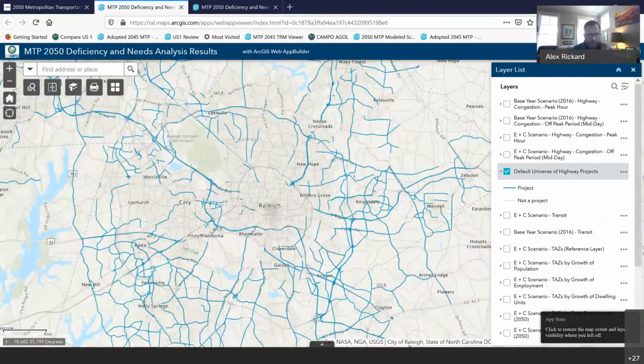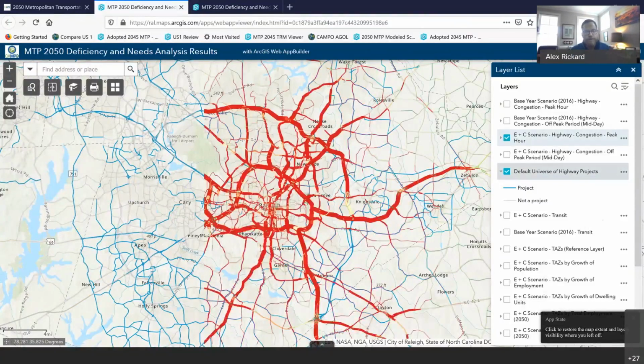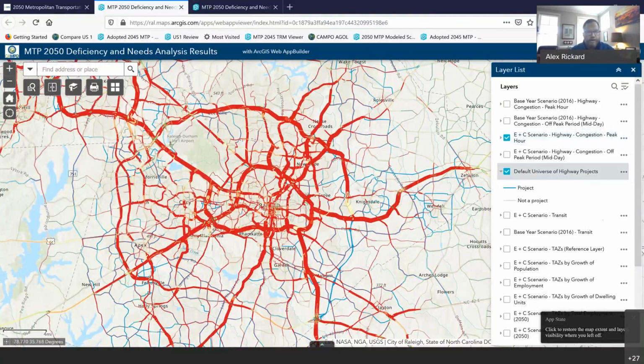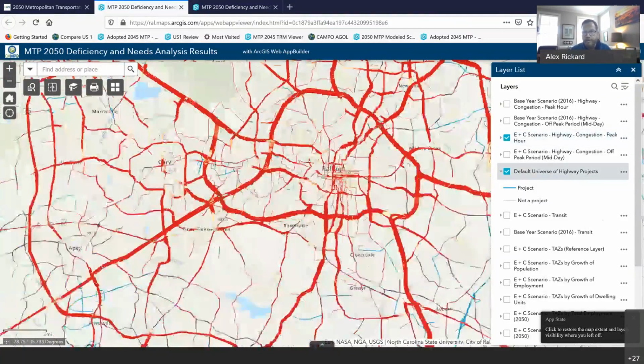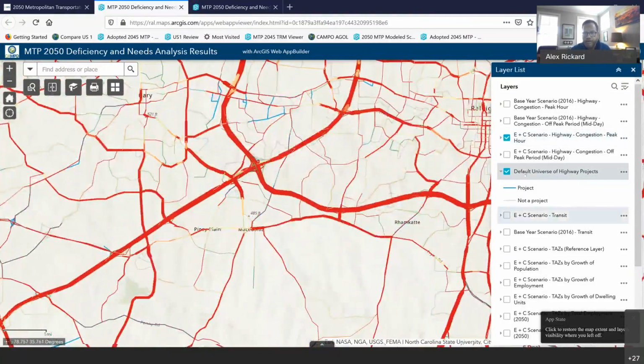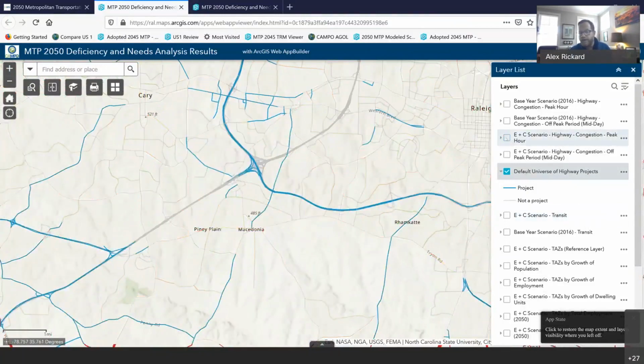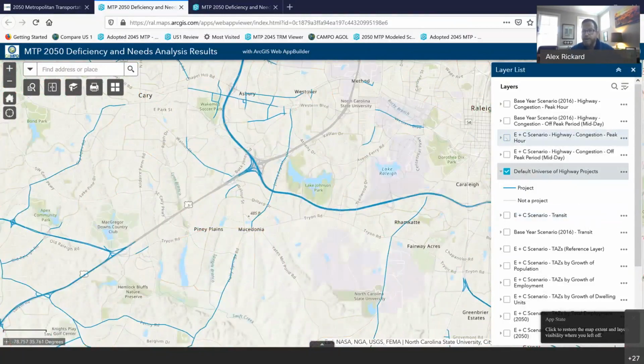Go check those out. See if we have the projects that you expected in the network. You'll also want to compare those projects with the forecasted tomato map. So if you're seeing big red in areas, but there is a blue line there, well then hopefully that blue line is meant to address that red congestion that you're seeing in 2050.